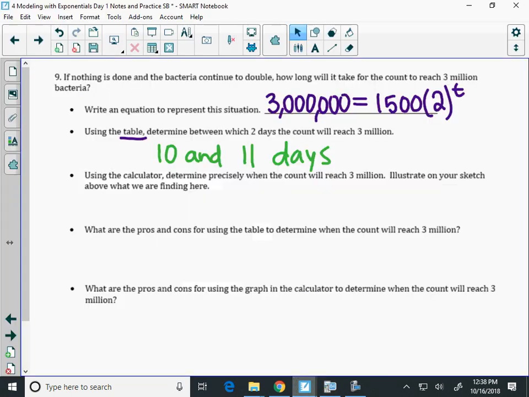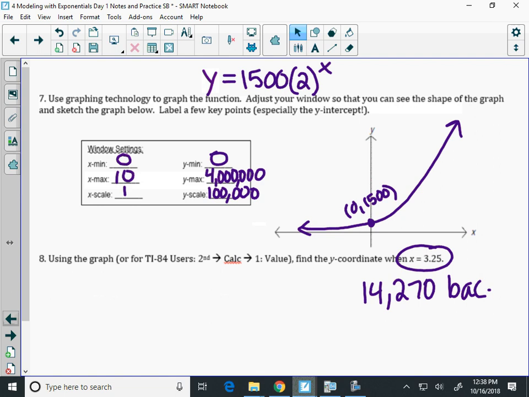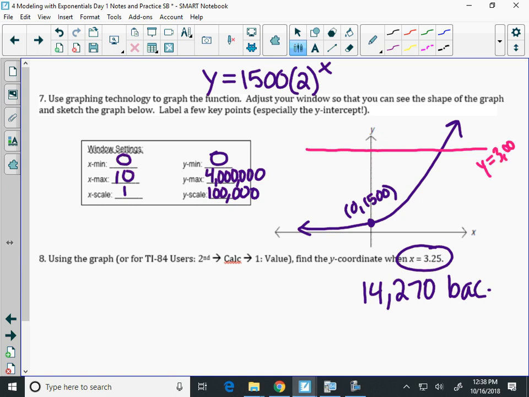Actually, let me go back here to my graph. It says illustrate on your graph. So here's what we're going to do. We're going to graph a second line on our calculator. We're going to graph a horizontal line here. That is the line y equals 3 million. Why do you think that that line is going to help us solve the equation? How's it going to help us once we graph it? Because once they cross, will I be able to find the intersection point and the number of days?